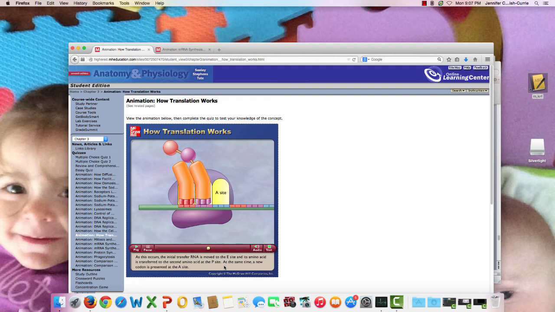At the same time, a new codon is presented at the A site. The initiating transfer RNA, which now no longer carries an amino acid, leaves the E site, and the next transfer RNA with a complementary anticodon enters the A site. Each time a new codon sequence moves into the A site, a new transfer RNA brings in an amino acid. The old transfer RNA, paired with the previous codon, is passed to the P site and then to the E site, as the amino acid it carried is transferred to the growing amino acid chain.